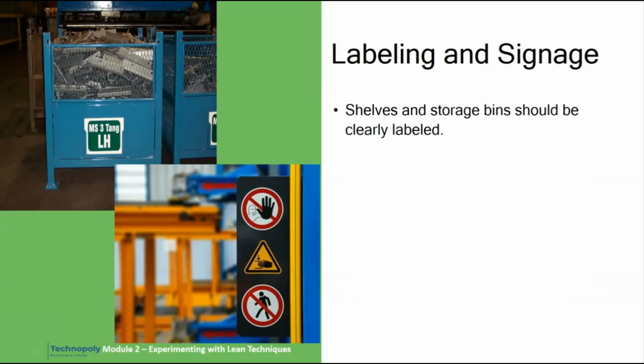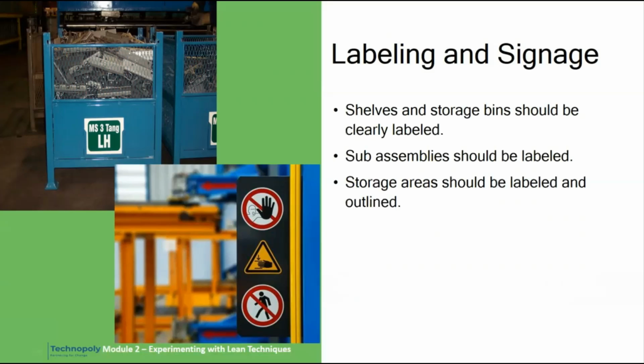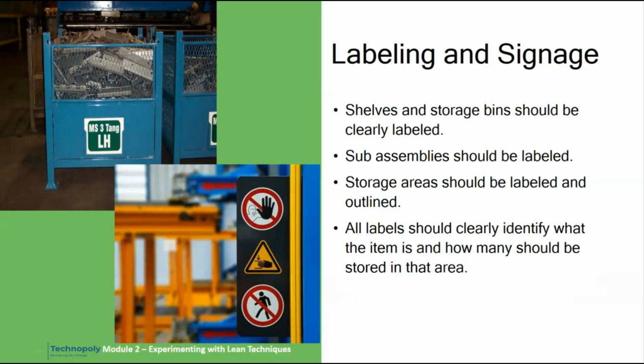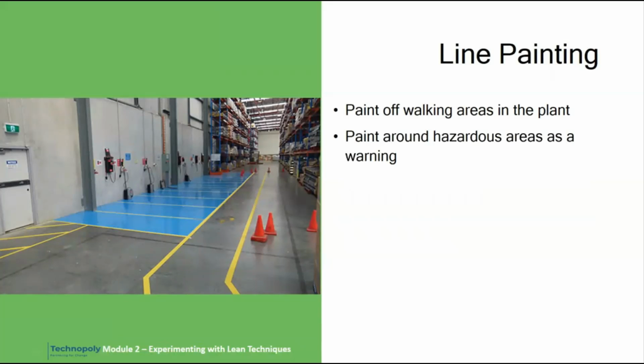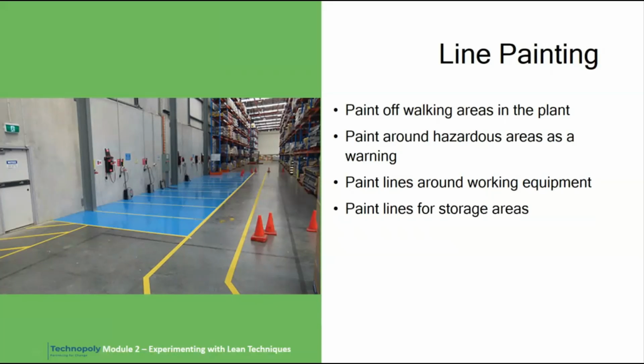Shelves and storage bins should be clearly labeled. Sub-assemblies should be labeled. Storage areas should be labeled and outlined. All labels should clearly identify what the item is and how many should be stored in that area. Line painting will act as a guide on which and where a tool or equipment is designated and placed. Also, it gives clear direction. For example, paint-offs for walking areas in the plant, paint-offs around hazardous areas as a warning, around working equipment, paint lines for storage areas, and even for in-process inventory.